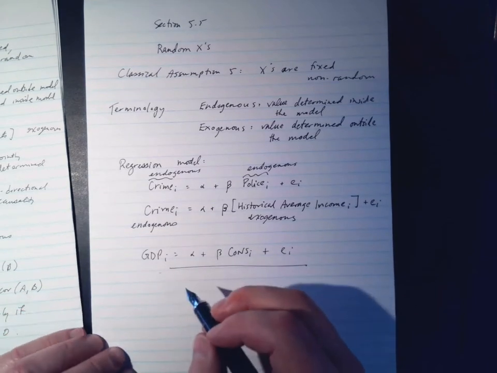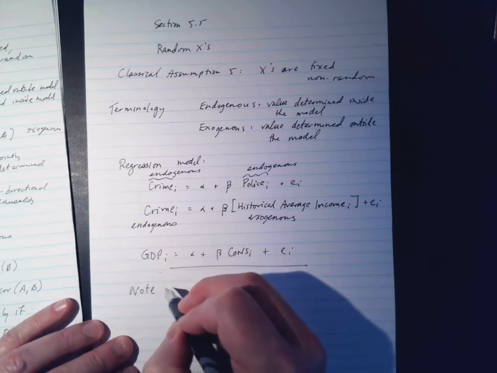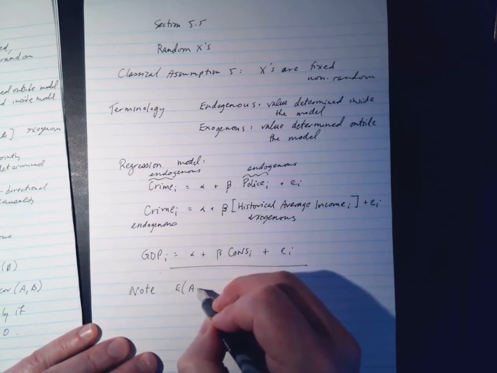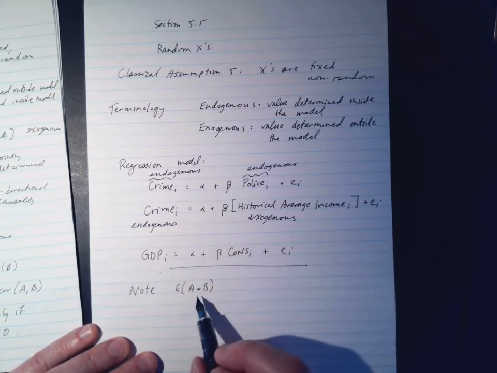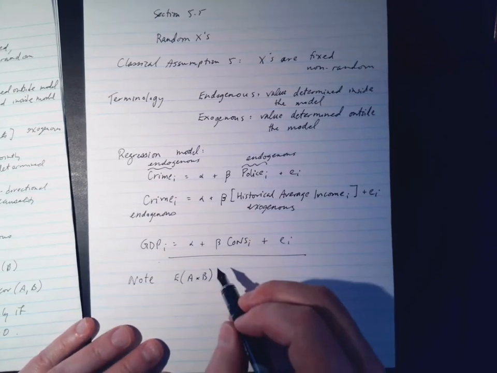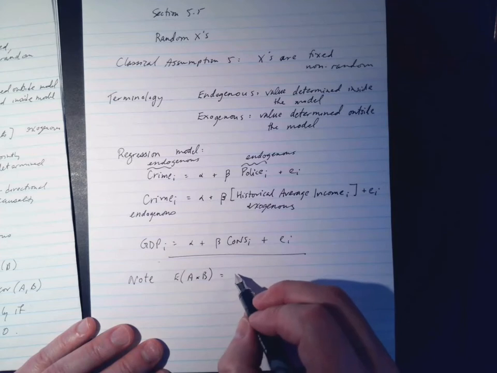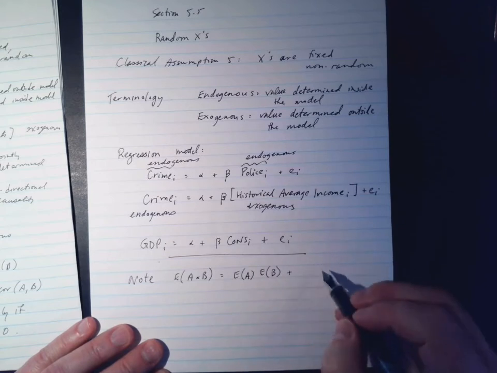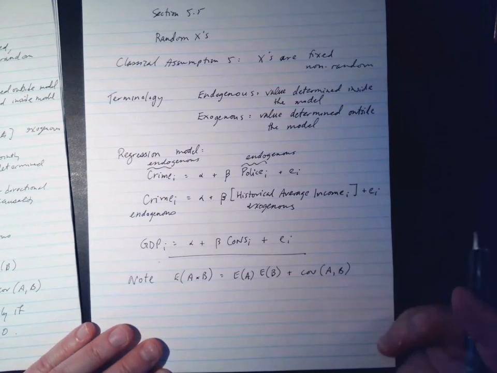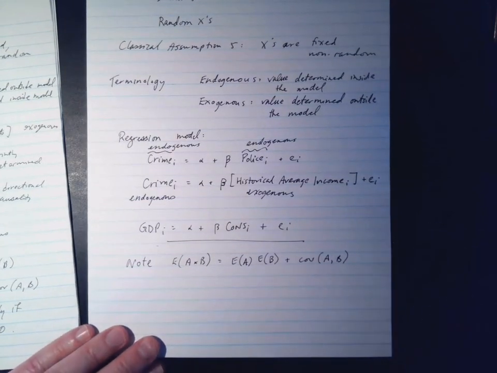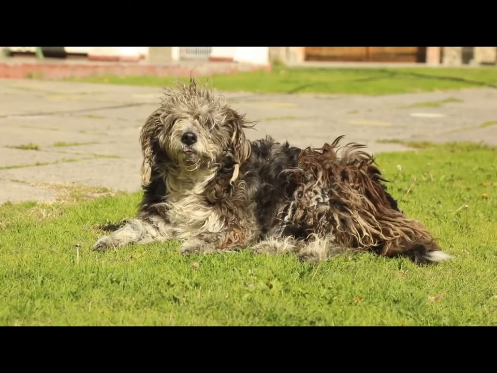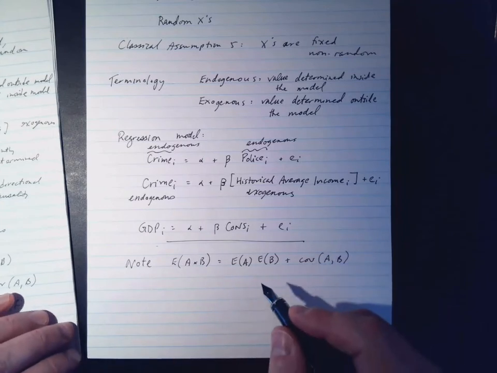Another note that I want to put here is one of the results that we learned earlier in the course, that if A and B are two random variables, the expected value of A times B equals the expected value of A times the expected value of B plus the covariance of A and B. I believe that we learned that earlier in the course. Let me just check. Looks like we didn't. But anyway, now we've learned it.